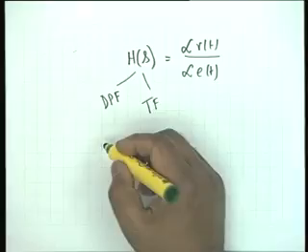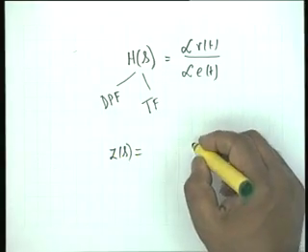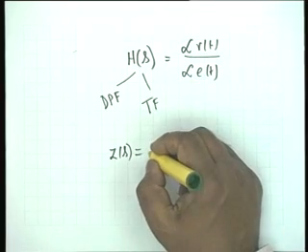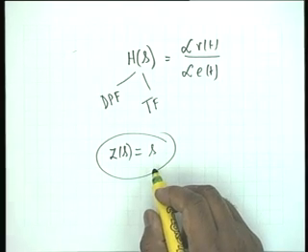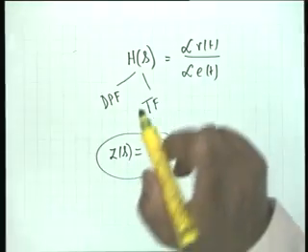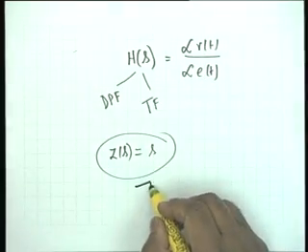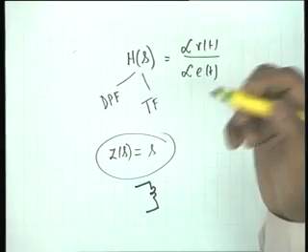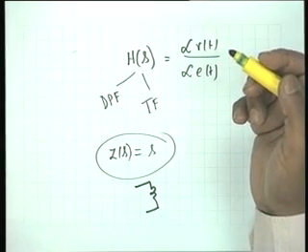For example, suppose I am asked to design a network which realizes the simplest synthesis problem, which realizes Z of S equal to S. Obviously it is realizable. Why? No question of poles. S is the impedance of a 1 Henry inductor. I don't care about theory. It's realizable. If it is 1 by S, yes, even then it's realizable. 1 by S is a 1 farad capacitor.